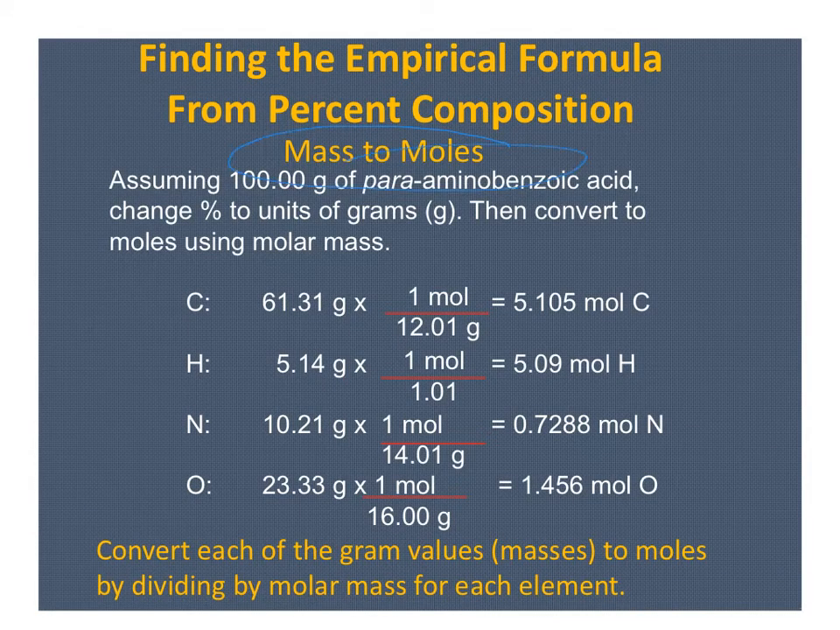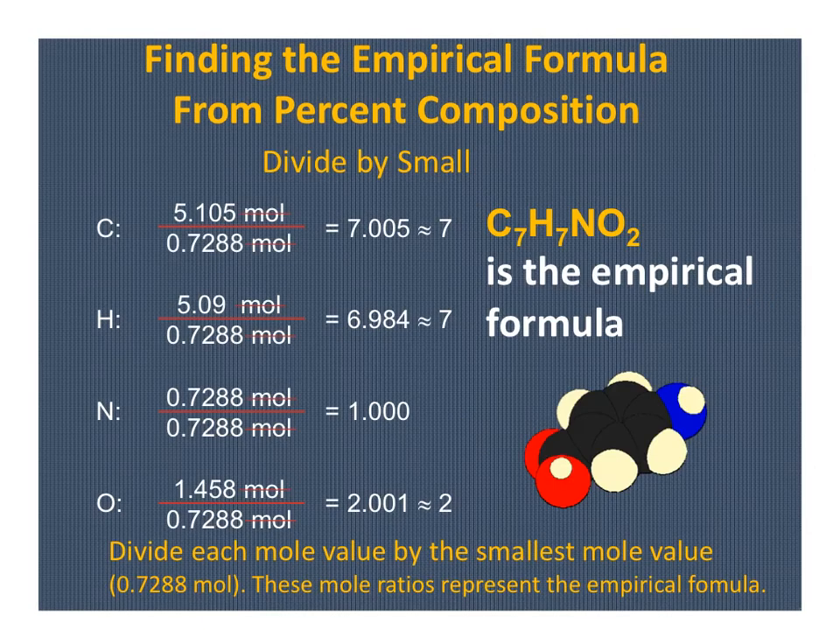calculate the moles of each of the elements from the grams you have. So 61.31 grams of carbon, divide by its molar mass that you get from the periodic table, and that will give you moles of carbon. Do that for each of the elements. So you have mole values for all the elements. Step 3 is to find the smallest mole value that you just calculated and divide each of the mole values by the smallest value.